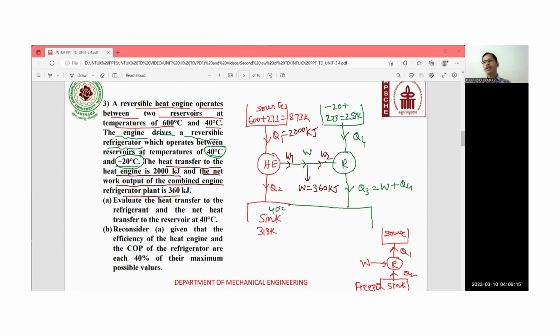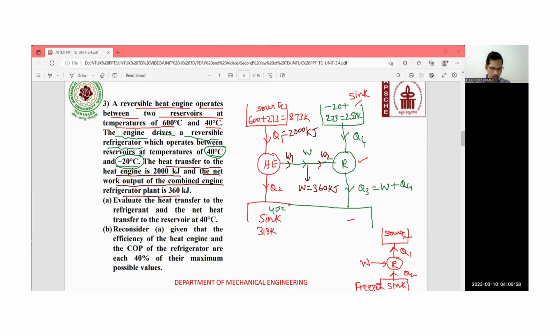Sink is nothing but the low temperature compartment. Source is nothing but the high temperature compartment. Now you come to the refrigerator: this is the sink and this is the source. For this case, this particular point is going to come as sink, and from the sink heat is taken out, and this is the source.